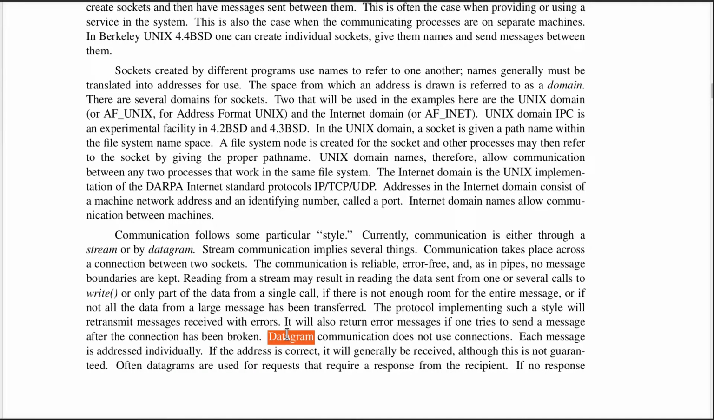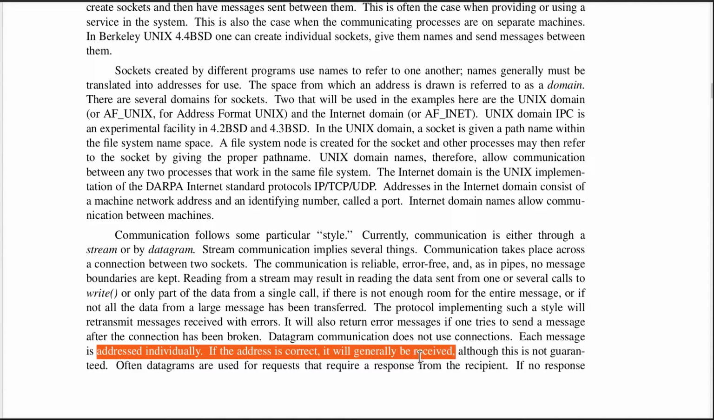It then goes on to talk about datagram communications, which does not use a connection. Therefore, even though it's kind of considered a layer 4 protocol, it doesn't have any of the real services that are affiliated with it. Each message is then addressed individually. If it's correct, it'll generally be received, although it's not guaranteed. So when we talk about datagrams, and this is why we're not going to get into the details here, it is not a stream.